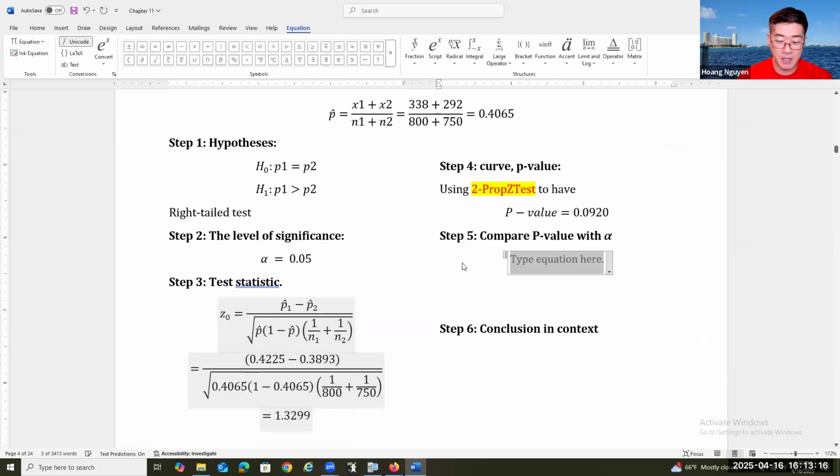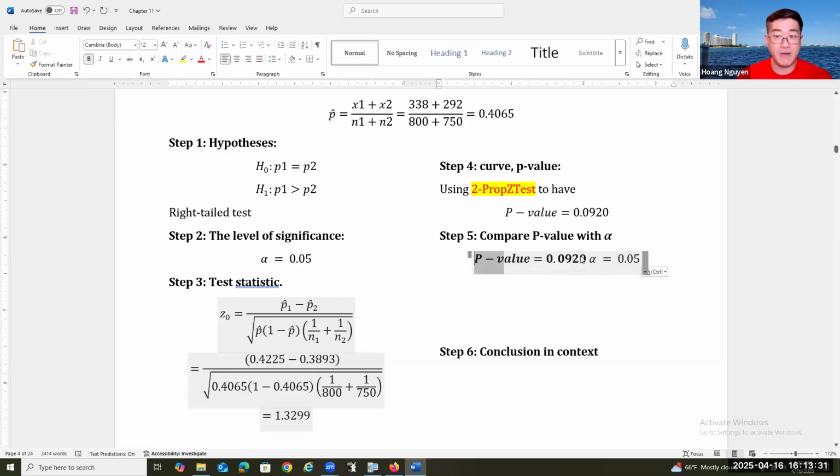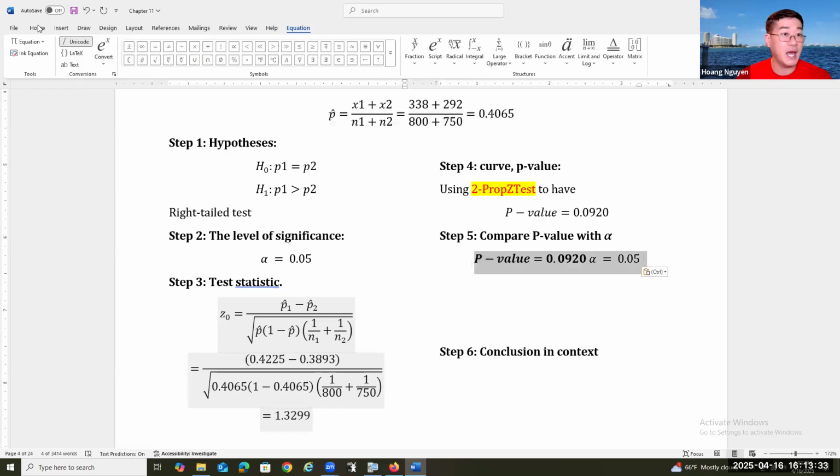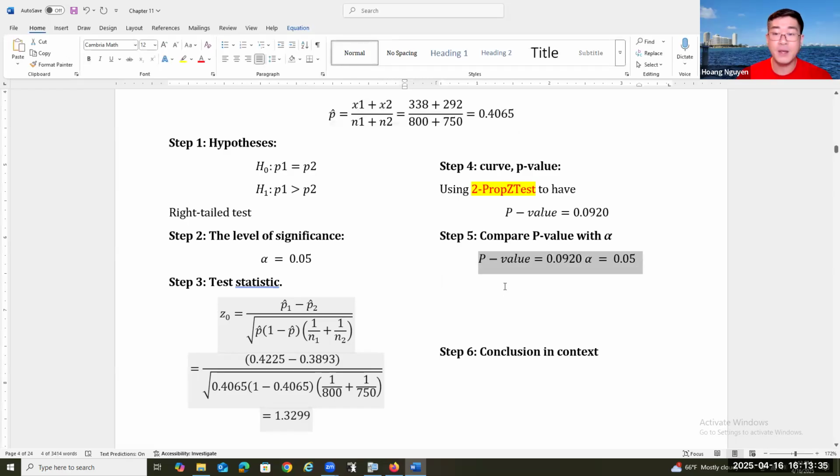Now, after we got the answer for the p-value, you are ready for step number 5. Now we're going to compare the p-value and alpha. The p-value is equal to 0.0920, and alpha from step number 2 is equal to 5%. So we copy alpha and compare them. Is the p-value less or more? The p-value is 0.09 and alpha is 0.05, so it looks like the p-value is greater than alpha.